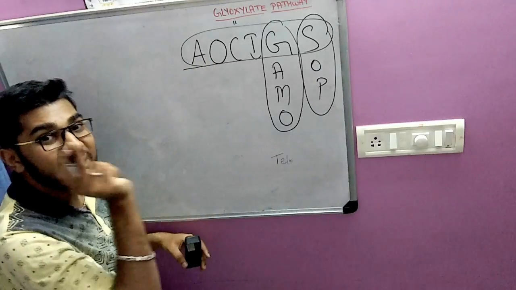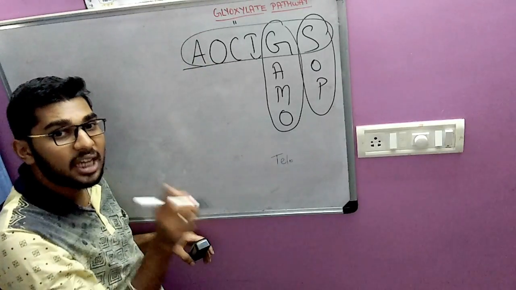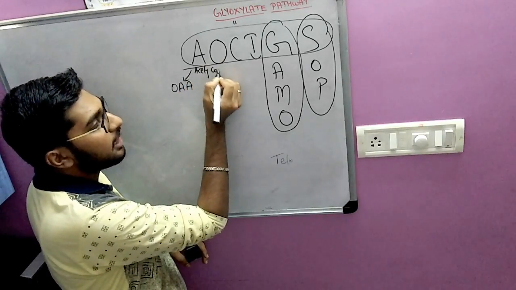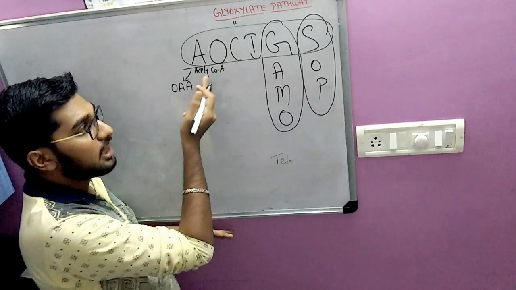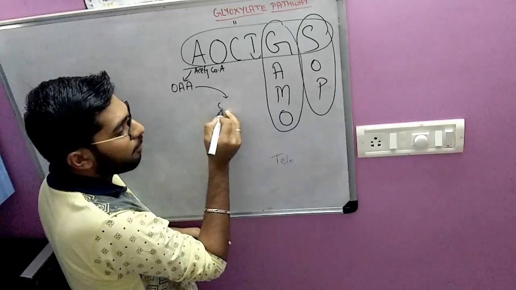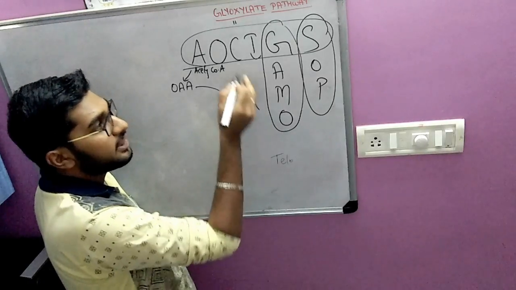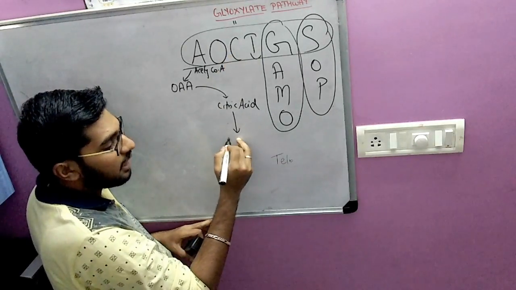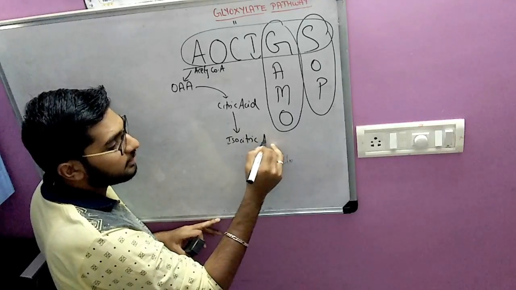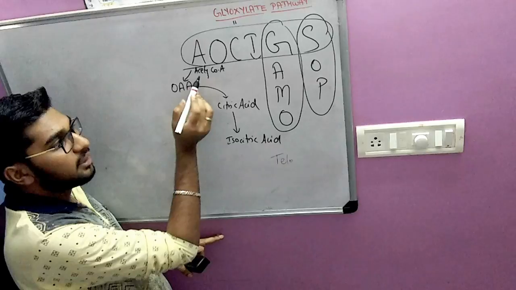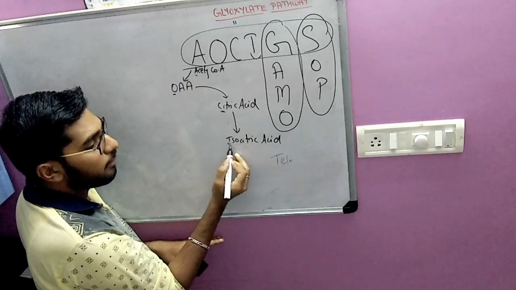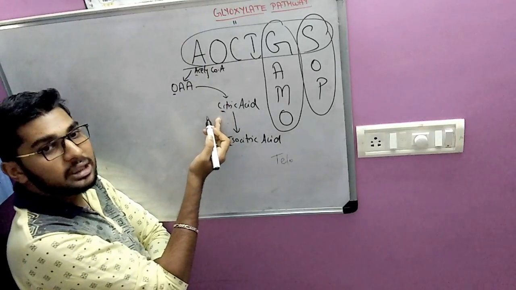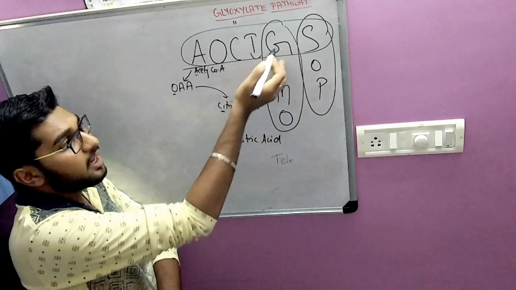AO6. A stands for acetyl coenzyme A. O stands for oxaloacetic acid. So oxaloacetic acid combines with acetyl coenzyme A, that is a product of beta oxidation, to form citric acid. So C stands for citric acid and I stands for isocitric acid. Citric acid is then converted into isocitric acid. So it's easy, right? The first letter indicates the respective compound. Next, G and S.